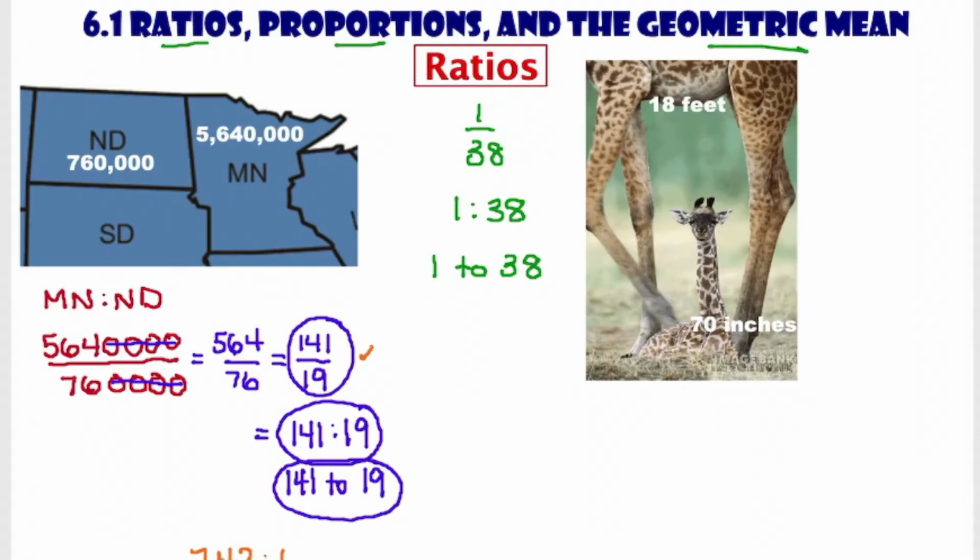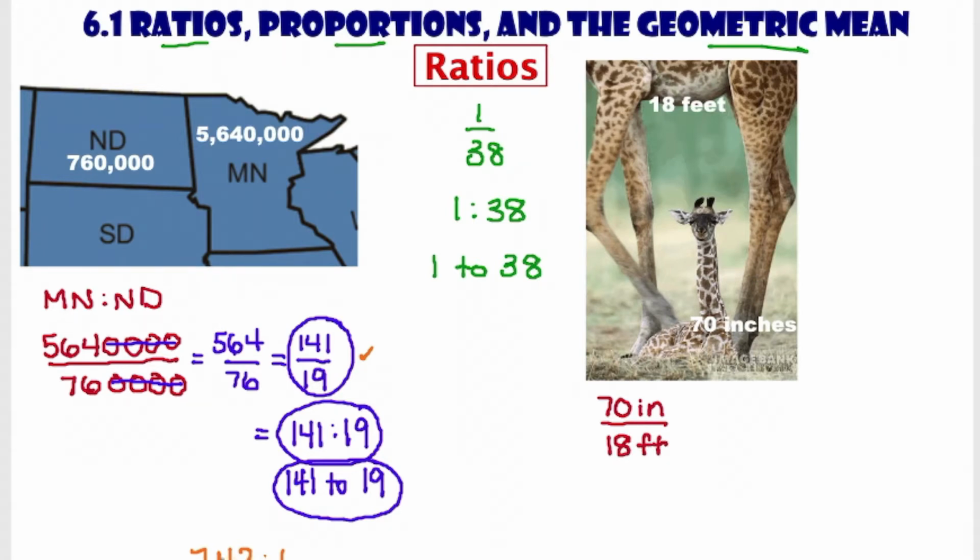This next example is another comparison between the height of a baby and the height of its mom. The giraffe is 70 inches tall when it's born, but mom is 18 feet. So let's compare those two. It doesn't matter if we put the bigger number on top or bottom. That's your choice unless they say. So I want to compare the height of that baby to the height of the mom. Now that is a ratio, but it's definitely not a simplified ratio.